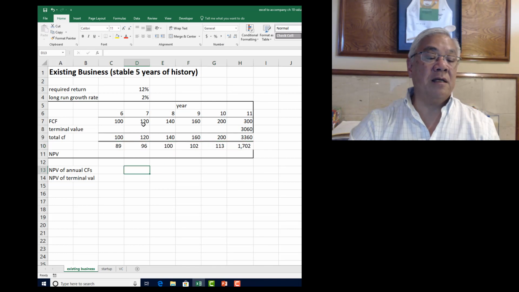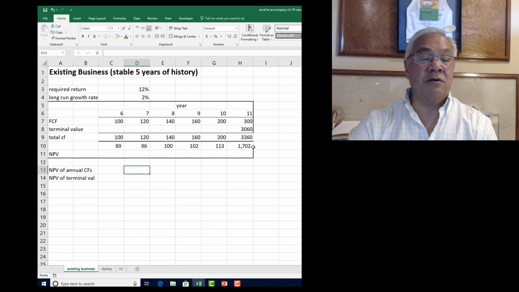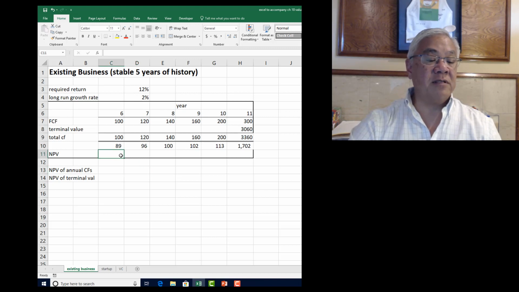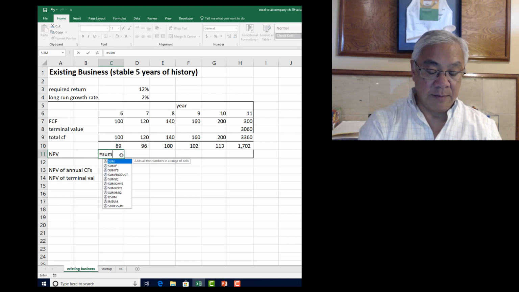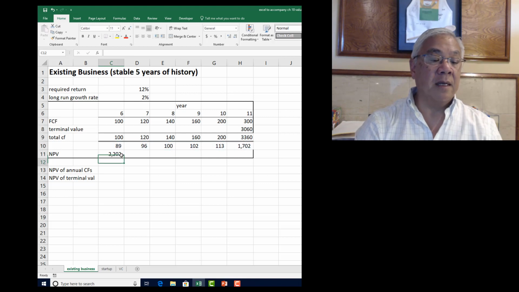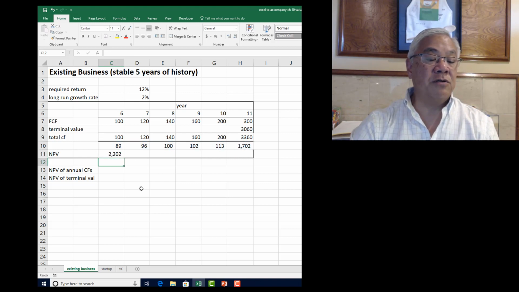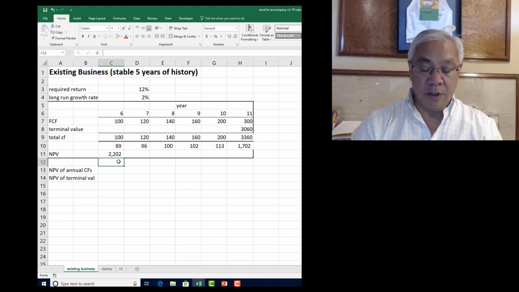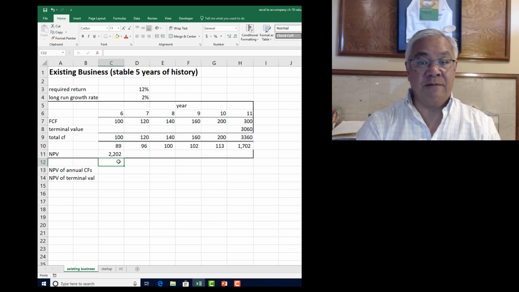So the 120 is worth 86, and way out here, that 3360 is worth 1702. It's worth only 1702 because it's at a compounding where we bring the present value back for 6 years. So the net present value is equal to the sum of those cash flows. So that's 2202.